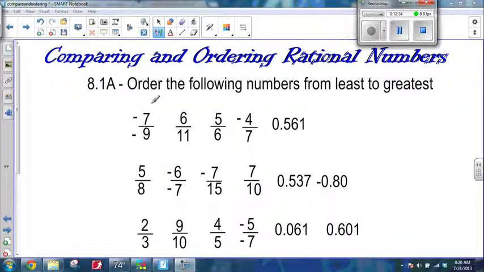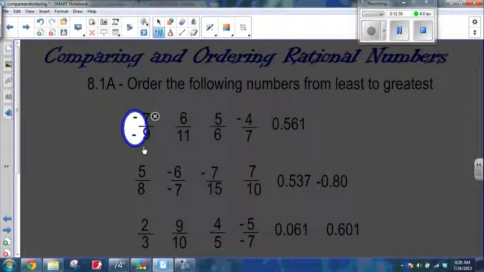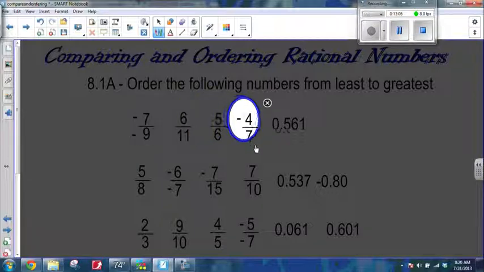Sometimes with comparing and ordering rational numbers, you'll have two negative signs on the same number. Don't get confused. This does not mean that the number is negative. Since it has two negative signs, remember, a negative divided by a negative is a positive answer. So this fraction is positive because it has two negative signs. Two negative signs make a positive sign. If we have one negative sign, remember a negative number divided by a positive number is a negative answer. So this value here is negative.